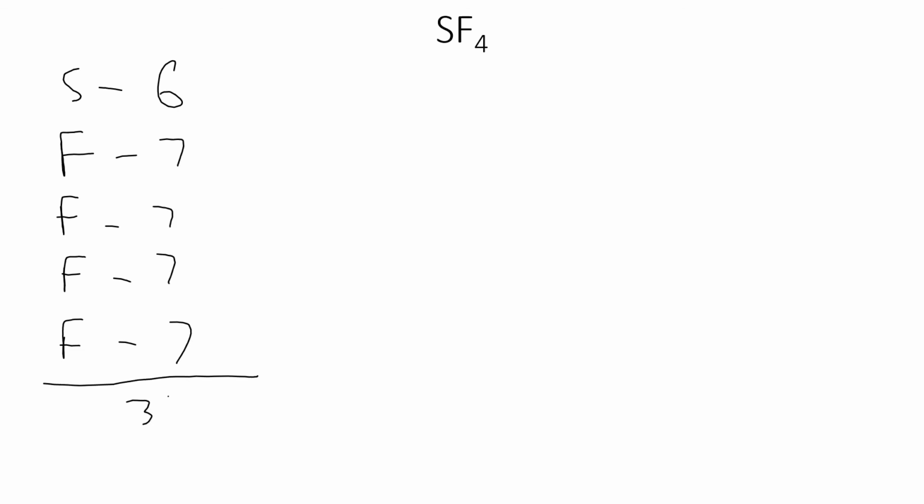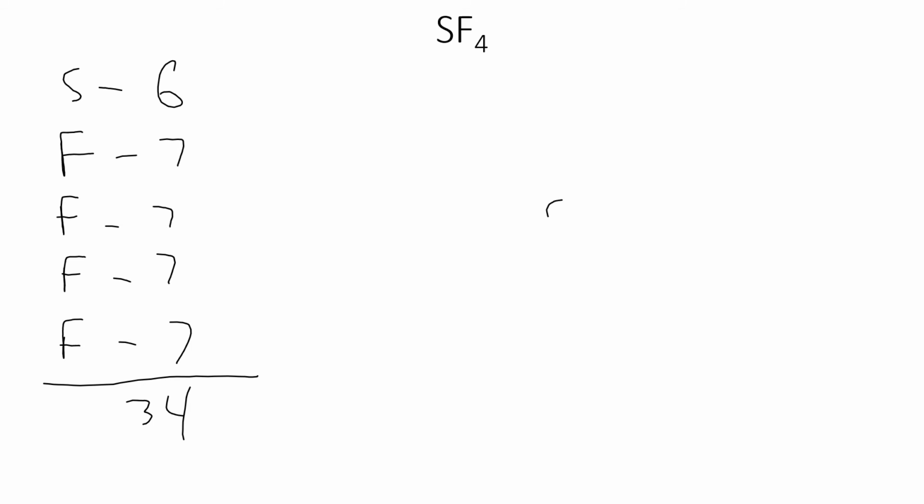If we look at another example of the expanded octet, we're going to see that SF4 will also have an expanded octet. I have 1 sulfur and 4 fluorines. Sulfur is in group 6A for 6 valence electrons. Fluorine is in group 7A. So I'm looking at a total of 34 valence electrons that I am dealing with here.